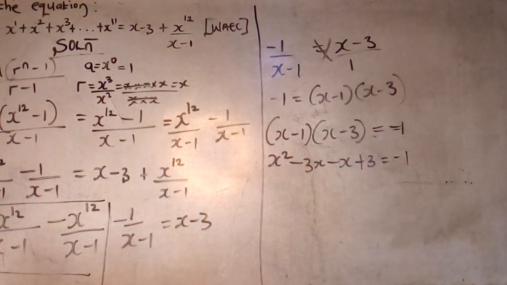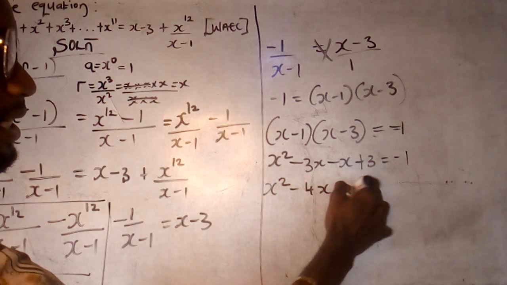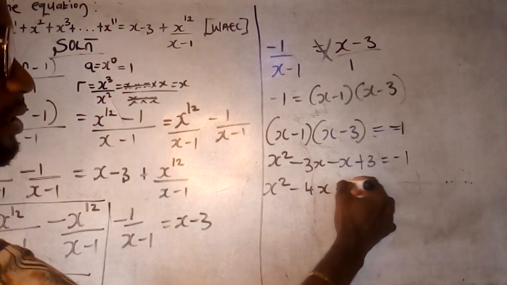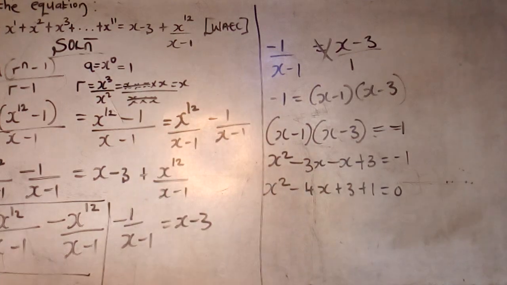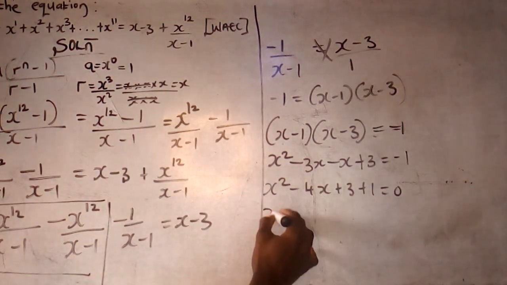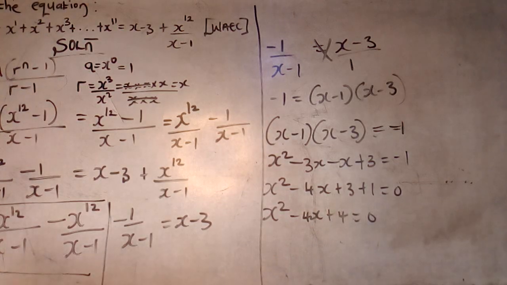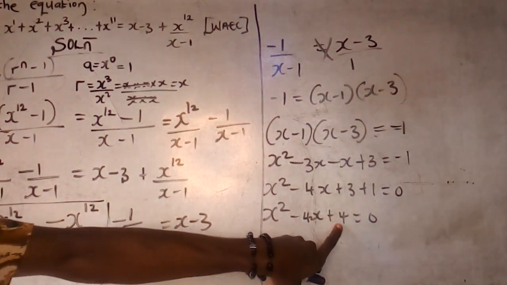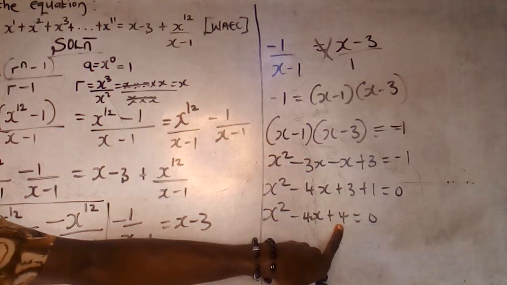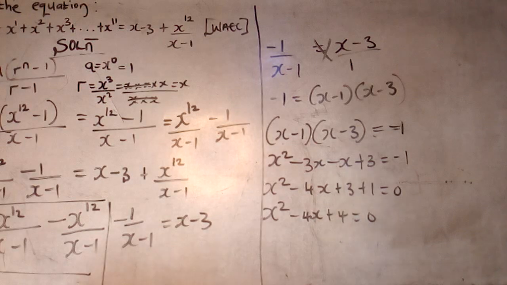So the next step is x squared. This and this become minus 4x. This will be 3 plus 1, which is 4. Negative 1 crosses to this place and changes to positive 1. So here becomes x squared minus 4x plus 4 is equal to 0. So let's look for two possible numbers that when we add, we have this, and when we multiply them, we have a positive 4. So that number is minus 2. Minus 2 plus minus 2 is minus 4. Then the same minus 2 times minus 2 gives us a positive 4.